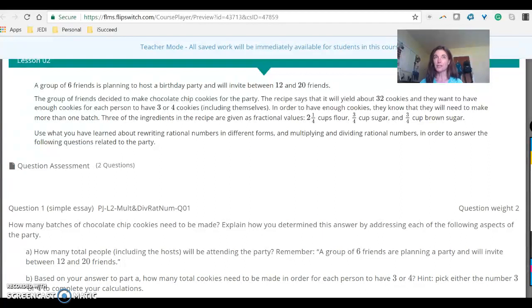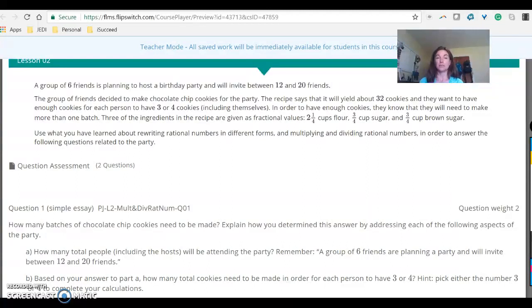We're still dealing with our 6 friends who are planning a birthday party to host between 12 and 20 friends. So if you remember from the previous lesson, we've got between 18 and 26 people coming to this party all together. In this lesson, the group of friends decided to make chocolate chip cookies for the party. The recipe says that it will yield about 32 cookies, and they want to have enough cookies for each person to have 3 or 4 cookies, including themselves. Okay, so that's where we get that 18 to 26. In order to have enough cookies, they know they will need to make more than one batch.